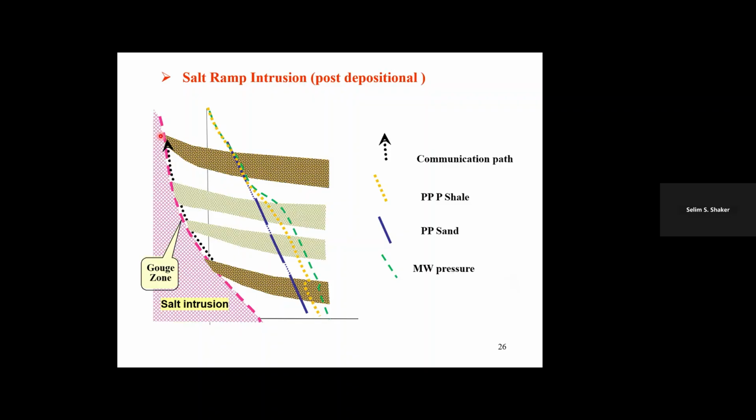So what's going to happen here when the salt intersects all the sediments later on? You're going to generate a gouge zone, or rubble zone, right? And the communication is going to be up to the seafloor. If you do have hydrocarbon here, it's going to go up to the seafloor.